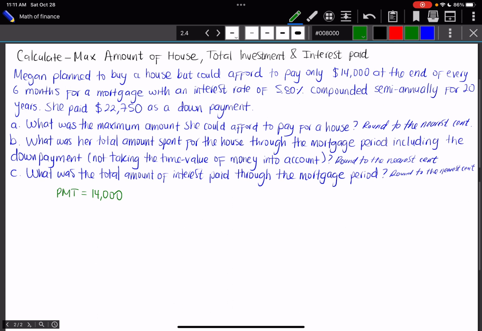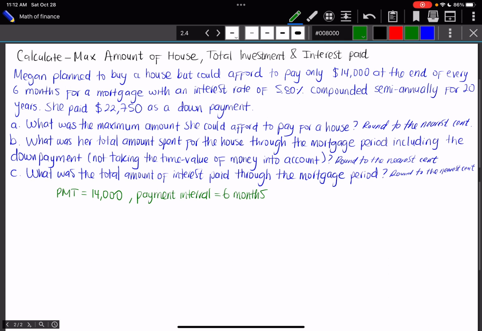Now, that amount can be paid at the end of every 6 months. So the payment interval in this problem, or payment period, is 6 months. The payment interval or payment period is the time between 2 successive payments.